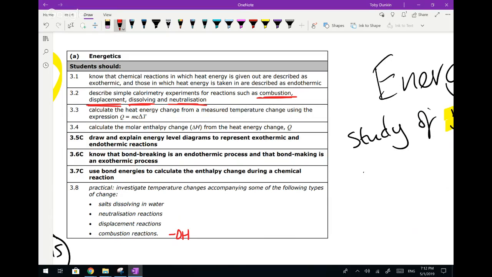Cracking is endothermic. Taking a large single long chain hydrocarbon and breaking the bonds to form smaller pieces is endothermic. In fact, cracking is a type of thermal decomposition. Well done, love it. And so combustions are all exothermic.